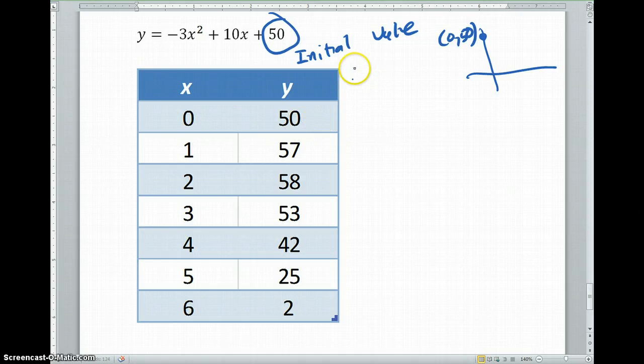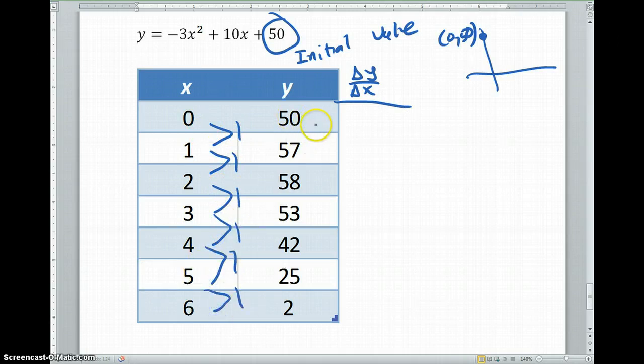Okay, well my change in y over change in x, again, notice that in this example my change in x is always 1. So I'd always be dividing by 1. Just an important thing to keep track of. My outputs are going from 50 to 57, so that's a change of 7 per a change in x of 1. My input only increases by 1 for a 1 unit change in x.